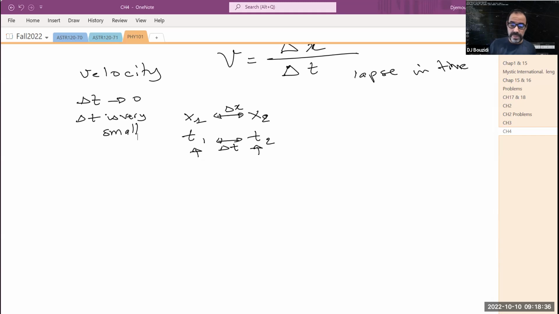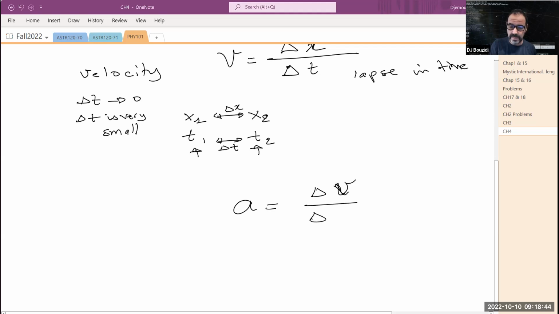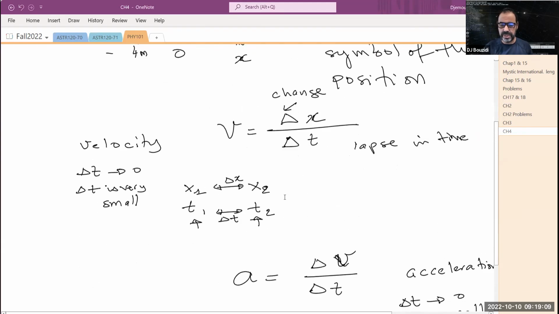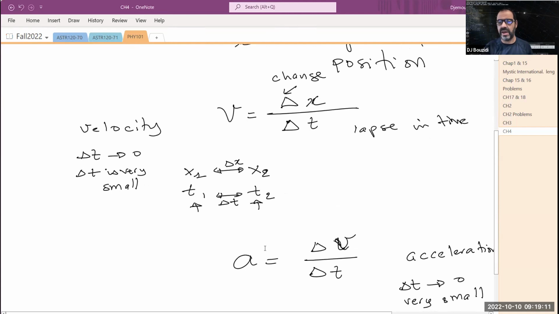Very, very small quantity. Then we define the acceleration as the rate at which the velocity also changes, delta v, with time. That too has two meanings. This is really the average acceleration. So this is the acceleration. And in the sense that the lapse of time also is very small, that too means the instantaneous acceleration. So the velocity is the rate of change of position. The acceleration is the rate of change of velocity. So this is the rate of change of velocity.